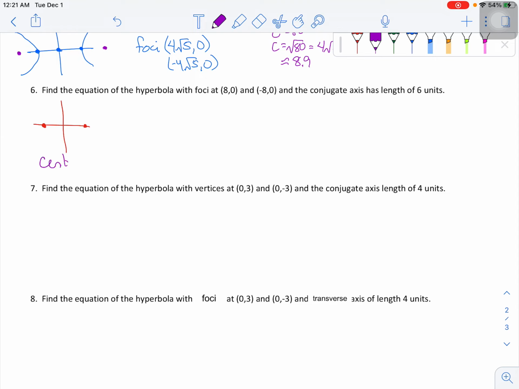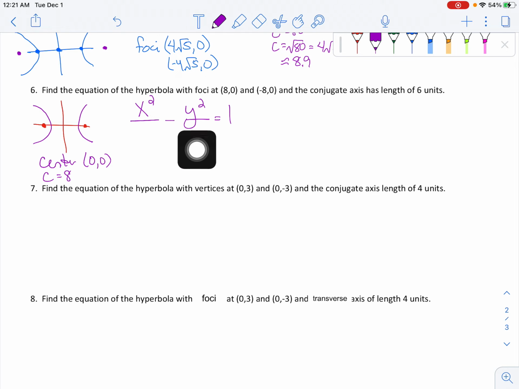Here's what I now know. I know two things. I know my center is 0, 0. Actually, I know multiple things more than even just two. I also now know my C value, that's going to be from the center to a focus point, is 8 units. So C is equal to 8. I know that this is going to be opening left and right, which means that it's going to be x squared first minus y squared is equal to 1.